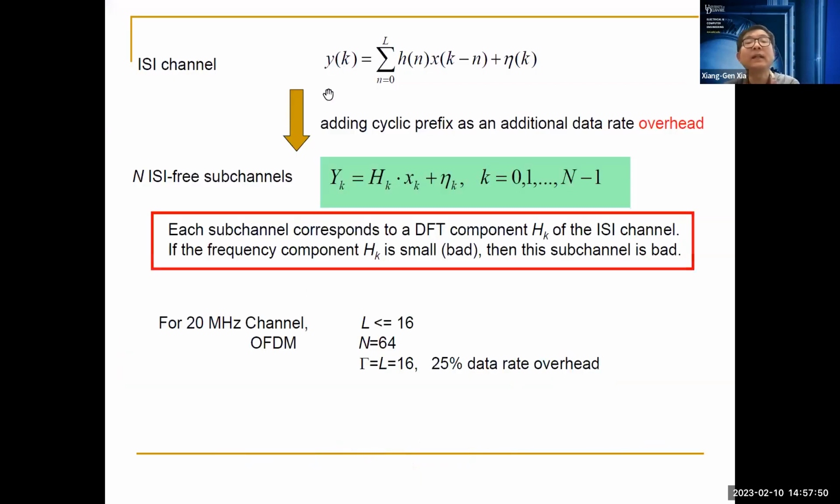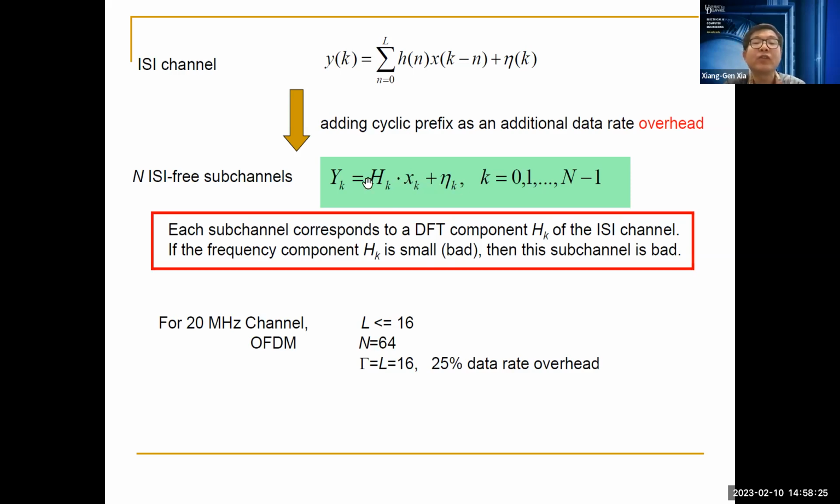Mathematically, this is the original intersymbol interference channel with capital L plus one sum terms. After you properly add the cyclic prefix, with the cyclic prefix length gamma not smaller than capital L, and if we follow the steps I introduced earlier, you get these capital N intersymbol interference free channels. For every subchannel here, you don't have intersymbol interference because there is only a single symbol, right? And then you can do the demodulation.